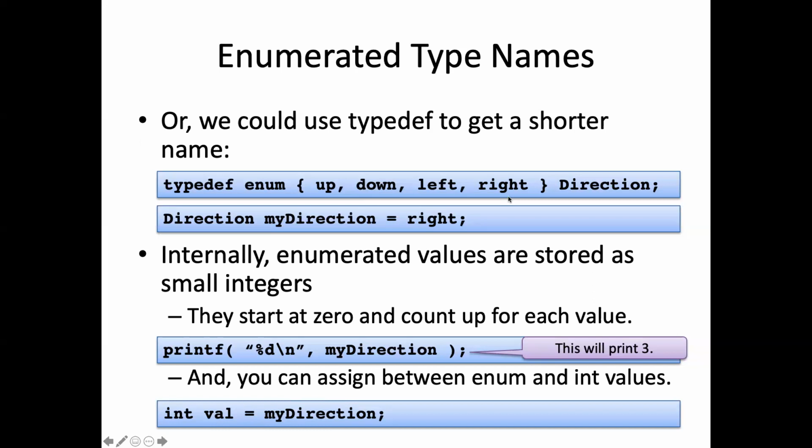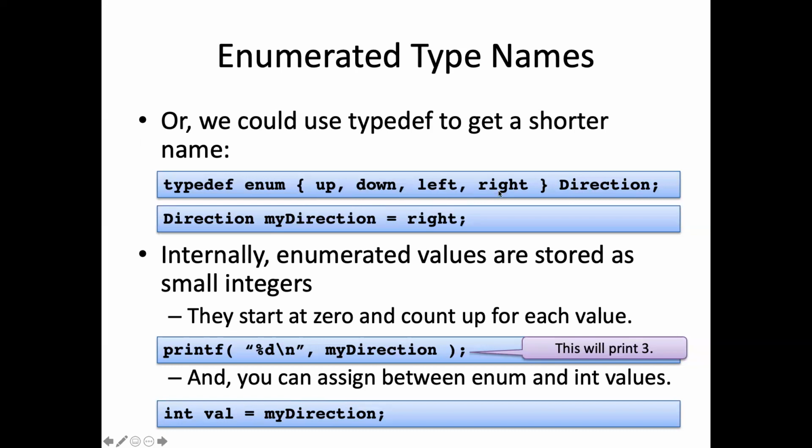So an example probably makes this easier to make sense of. For this enumeration, direction is really just another name for an integer value. At least that's how it's implemented. And up is just another name for 0. And down is just another name for 1. And left is another name for 2. And right is another name for 3.